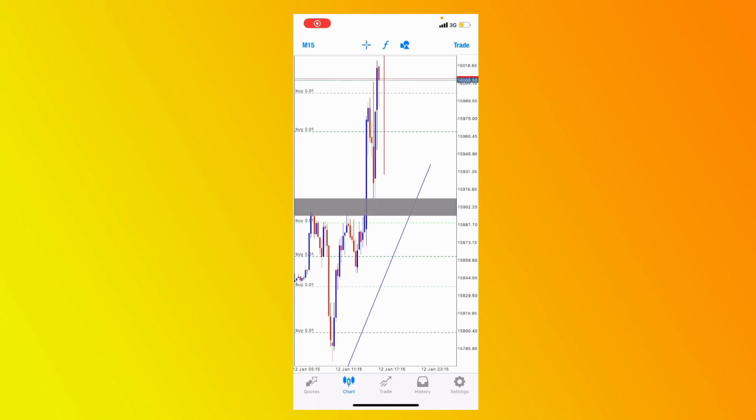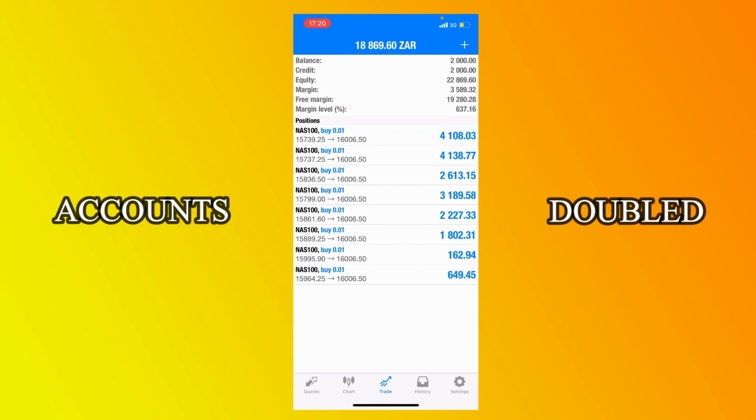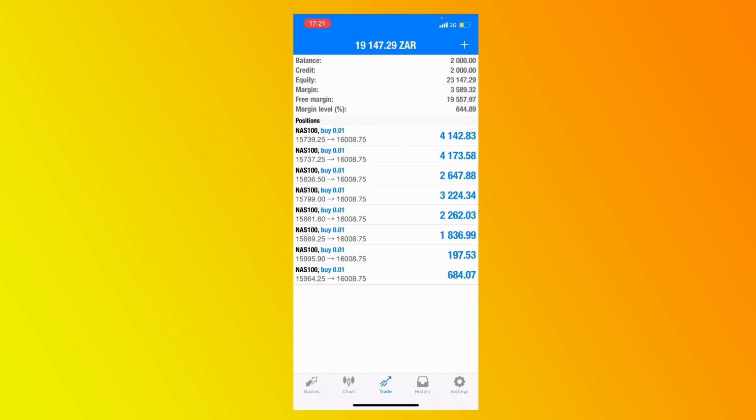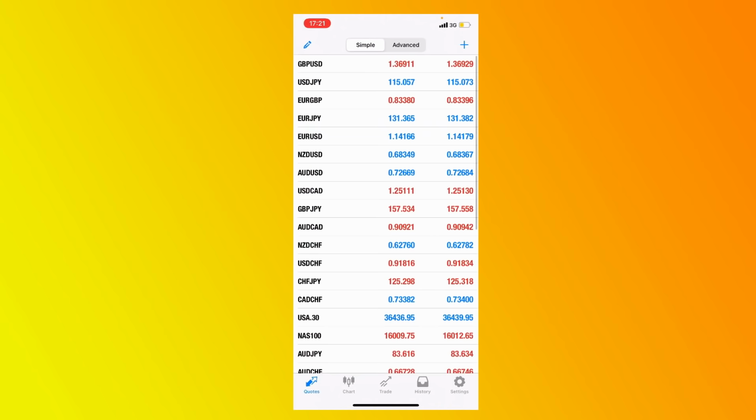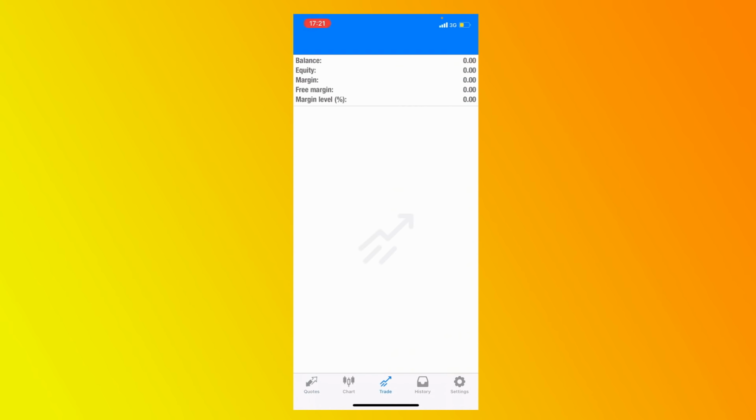Alright, guys, so this is currently what's happening on NASDAQ. As you can see, this is that account that we've been having. Sorry, there might be an echo because I'm driving, but what's really happening now on these two accounts you can definitely see.